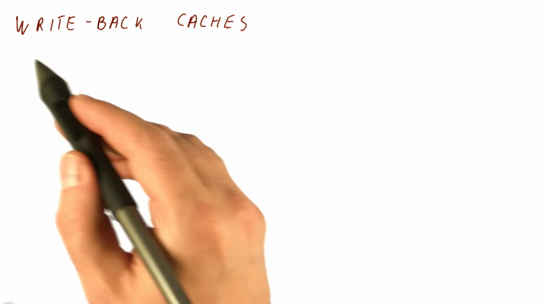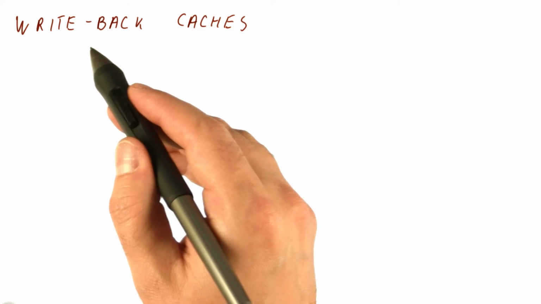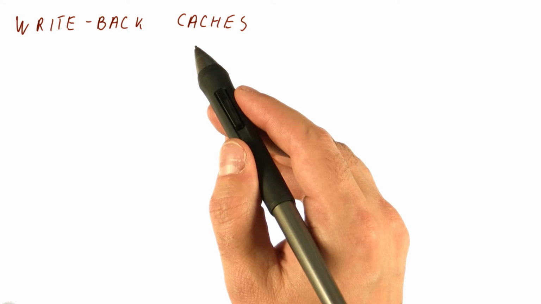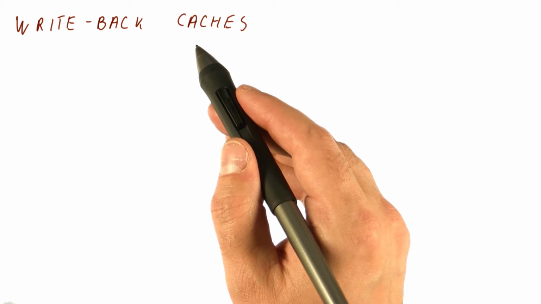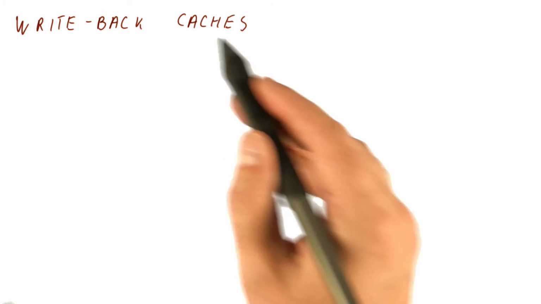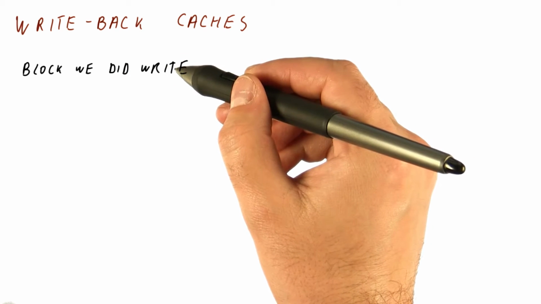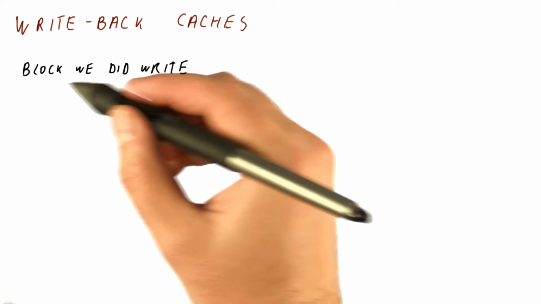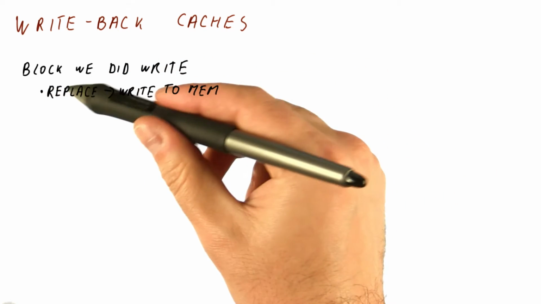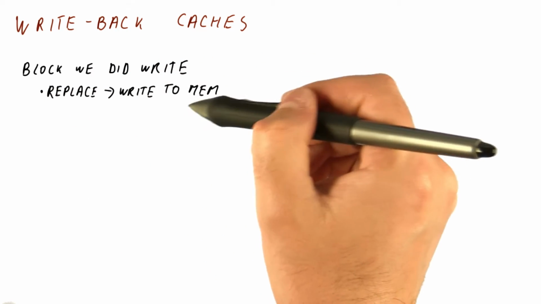Now let's talk about what happens in a write-back cache. Write-through is fairly simple. We just send writes to memory and the cache works just as we described it before. But for write-back caches, we can have a block that we did write since we last brought it from the memory. In that case, when we replace the block, we need to write it to memory.